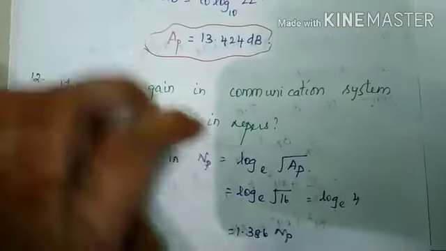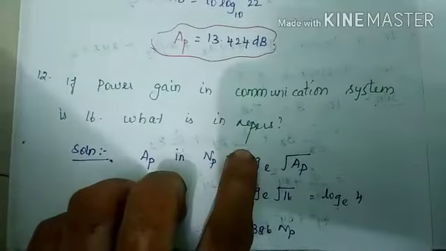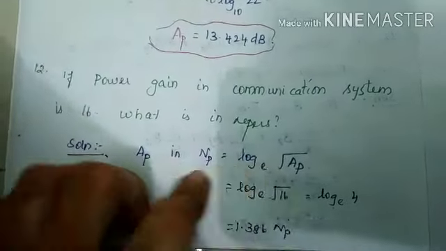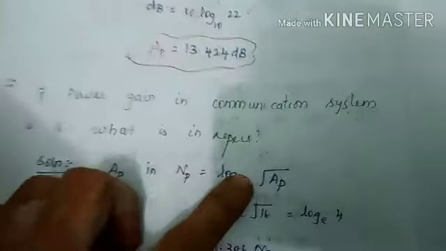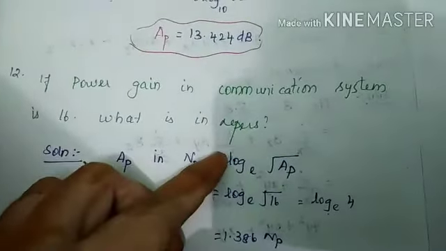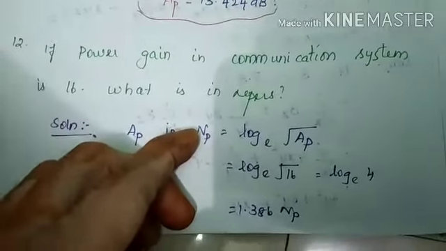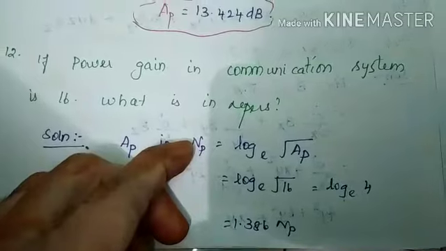In the decibel we used to calculate 10 log 10. Here it is log e, right? Log e, we are using it in Nepers. And also we need to find the square root for the gain value. So please remember the formula. If they ask, you have to apply, right?